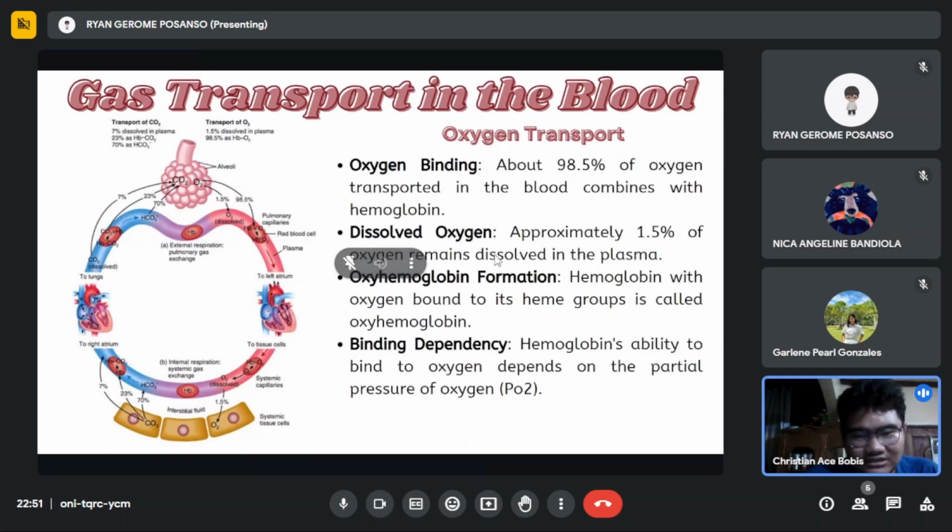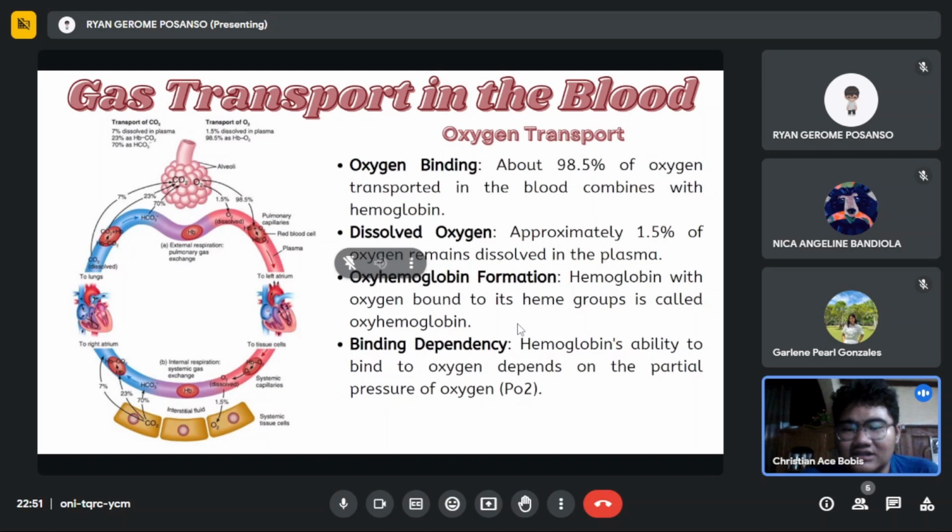Next would be dissolved oxygen. Approximately 1.5% of the oxygen remains dissolved in the plasma, while the majority, of course, binds to hemoglobin. About 1.5% of oxygen remains physically dissolved in the plasma of the blood. This small fraction is essential for maintaining the overall oxygen carrying capacity of the blood and ensures that a reserve of oxygen is available for tissues in cases of increased demand or reduced blood flow to specific areas.